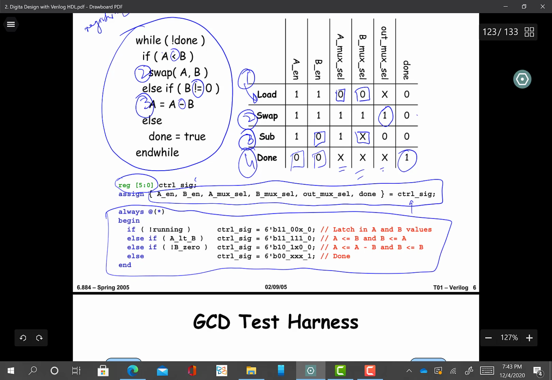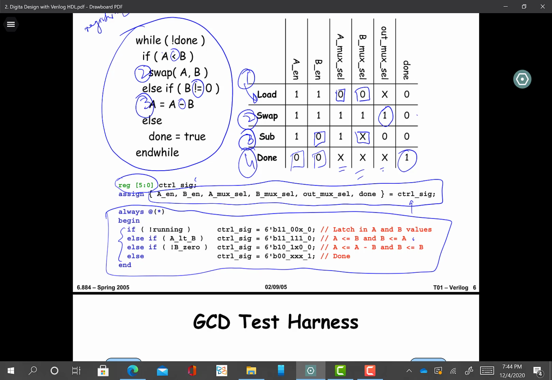So this is another style of FSM coding. Remember the one style in which we have the 4 parts. This is another one which you can do for simple FSMs like these ones. So always @(*). So this is the control logic. If not running, control signal is this one. So if A is less than B, this is the swapping, or to be more clear, you can use these names.